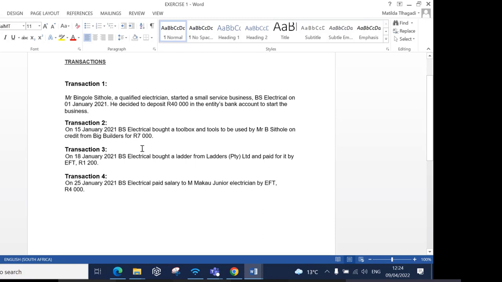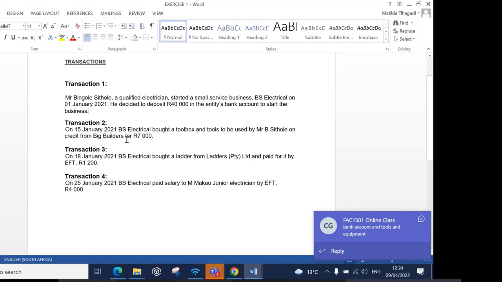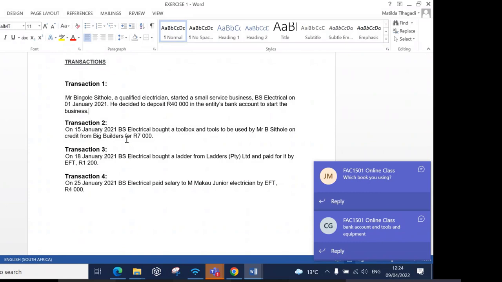Guys, let's continue with transaction number three. I want us to do the double entry on transaction number three. I want to know what the two accounts are. On the 18th of January, BS Electrical bought a letter from Letters and paid for it by EFT, 1,200. Everybody's saying bank and equipment.